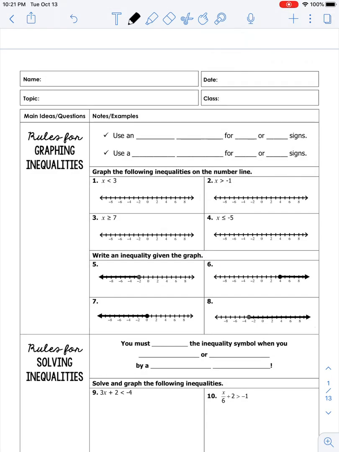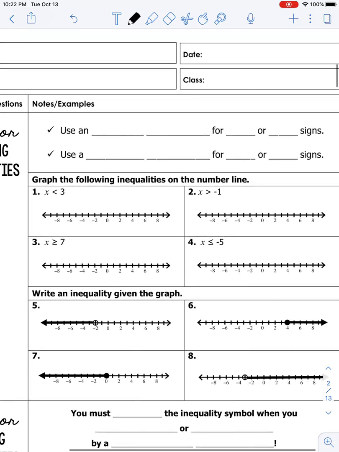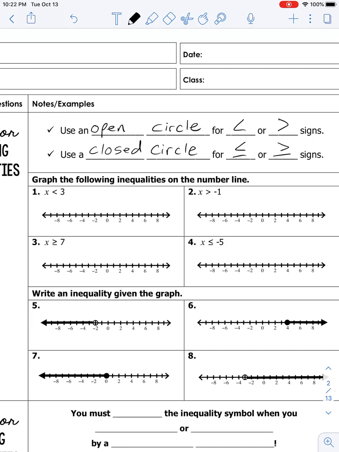All right, we're going to be talking about graphing inequalities for this first video. Okay, so starting right here at the top of our notes, it says use an open circle for a less than sign or a greater than sign. Okay, the next thing, it says use a closed circle for a less than or equal to or greater than or equal to sign.